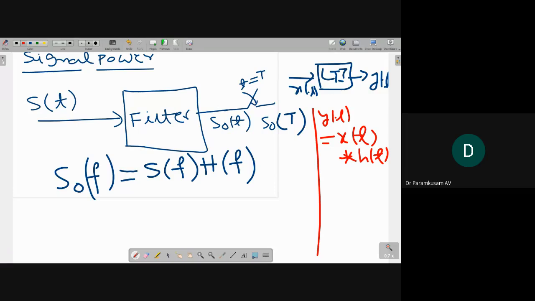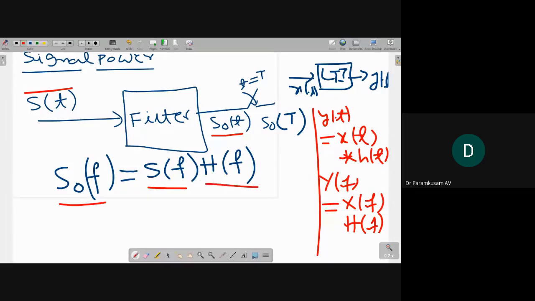The output is equal to input star h of t, where h of t is the unit impulse response. Applying the Fourier transform on both sides, y of f is equal to x of f into h of f. Similarly, the Fourier transform of s naught of t is s naught f, which equals the Fourier transform of s of t, that is s of f, into the Fourier transform of h of t, that is h of f. So s naught f is equal to s of f into h of f.